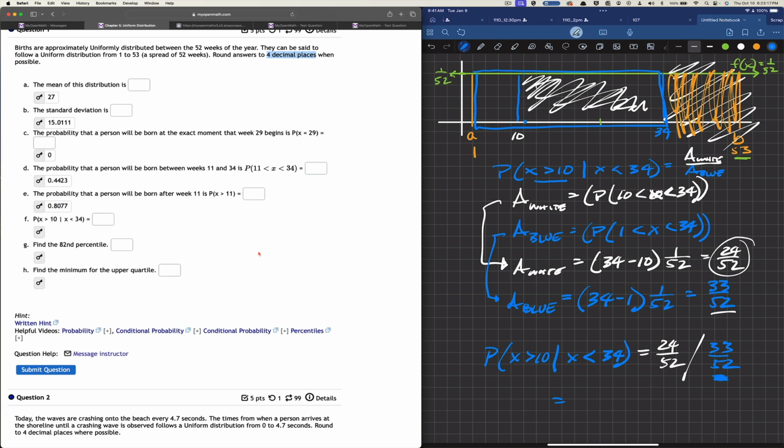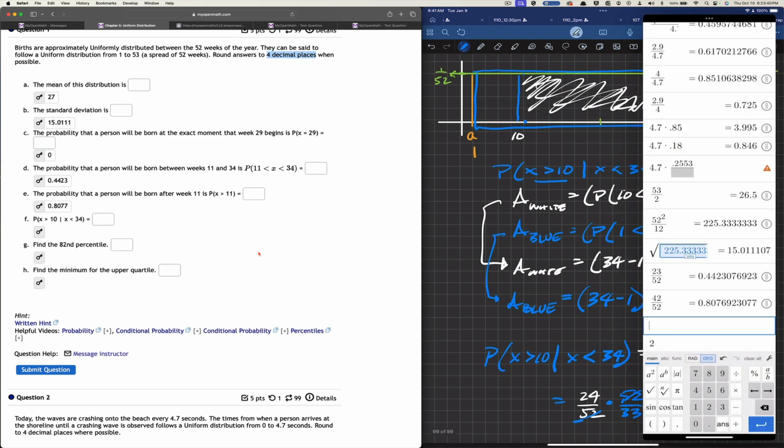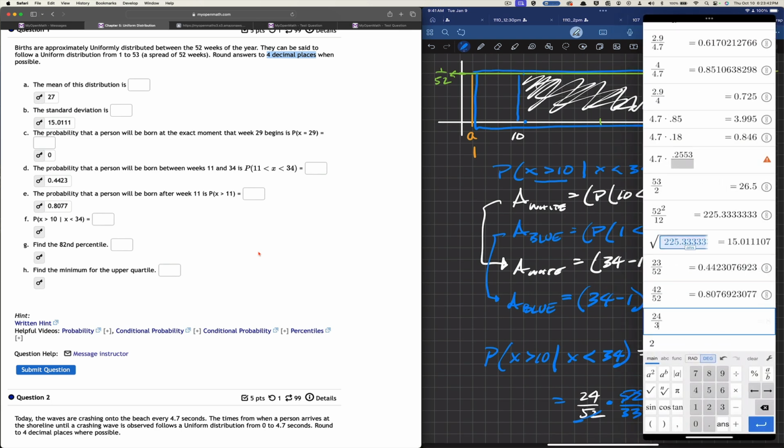Instead of dividing by this fraction here, I'm going to multiply by its reciprocal. So what that means is I'm going to take 24 over 52, but instead of dividing by some fraction 33 over 52, I'm going to multiply by its reciprocal, 52 over 33. These two equal 1 because 52 divided by 52 is 1, and I get 24 over 33. And that's going to be my answer, 24 divided by 33.